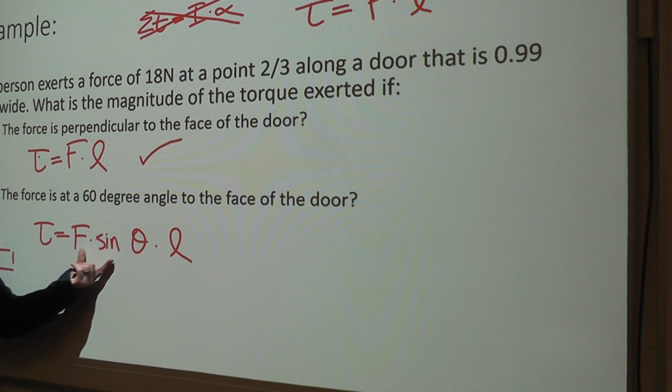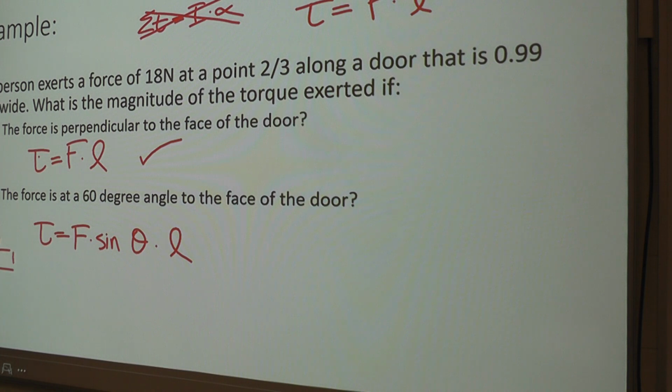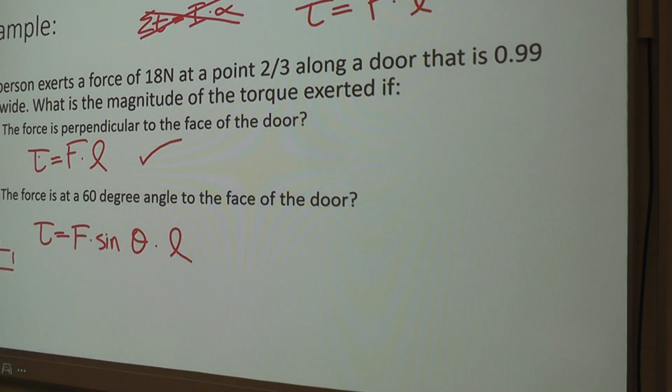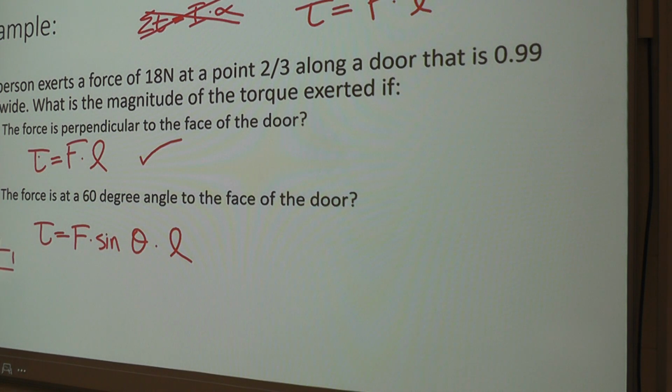So in this case, it's this: however much force is being applied times the sine of the angle times how far away that force is being applied to the center of rotation. As the angle approaches 90 degrees, sine approaches 1, and you get all of that force contributing to torque. As the angle drops to 0 degrees, if you push on a door in the direction of the door, not perpendicular to it, you won't get it to rotate at all.